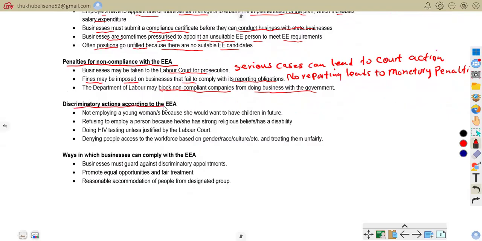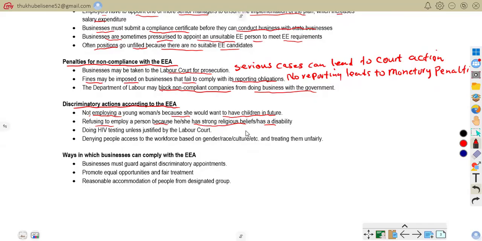So now let us move on to discriminatory actions according to the Employment Equity Act. So this is where we are now. As it says, not employing young women because she would want to have children in future. So you're not employing young women because of saying she would want to have children in future. That is discriminatory. So it means gender-based assumptions are discriminations.